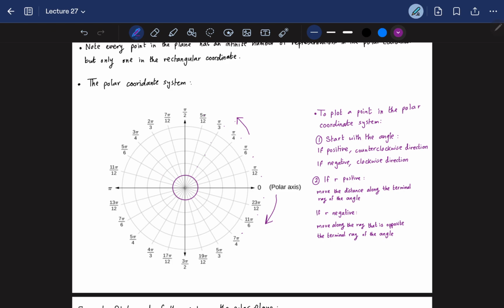So for example, if my theta is pi over 4 and r is positive, the point is going to be here, for example if r is 3. But if r is negative 3, you take this ray, but in the opposite direction. So the point would be here, for example.